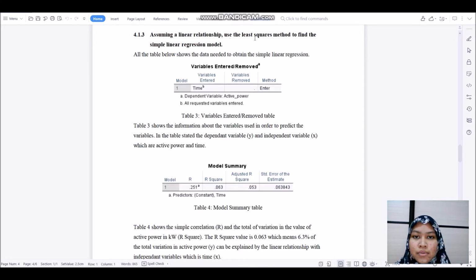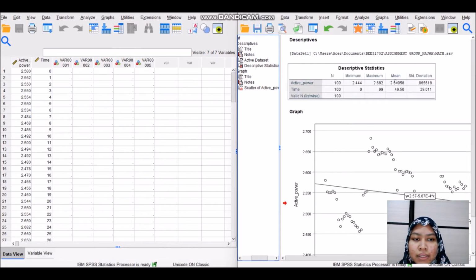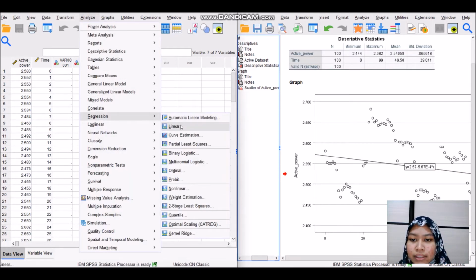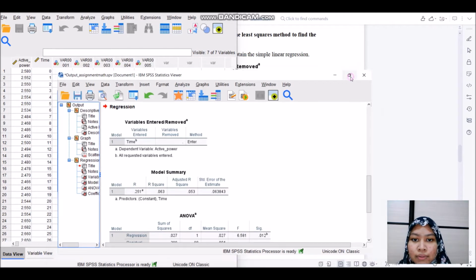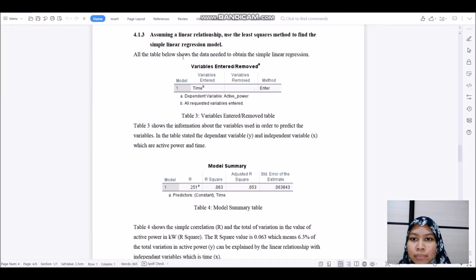Assuming a linear relationship, use the least squares method to find the simple linear regression model. So first, after we insert all the data and find the mean and standard deviation and also the scatter diagram, we click analyze, regression, and linear. As we can see here, the dependent variable is active power and the independent variable is time. This is what we get for the regression. All the tables below show the data needed to obtain the simple linear regression.